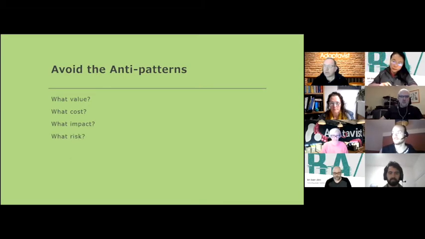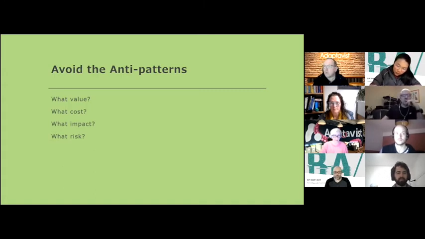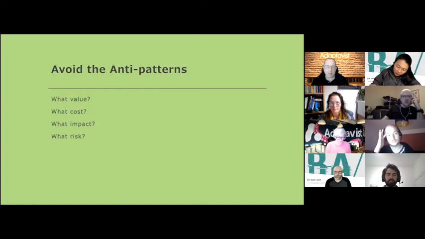So the opposite side to the coin of impact is to think about risk. If we don't do this, what risk do we leave our product, our project in? And how are we going to factor that in? And what are we going to do to make sure that we mitigate that risk? The absence of this requires us to do lots of refactoring in the future is a really good example of something where you need to think about the what, the risk.